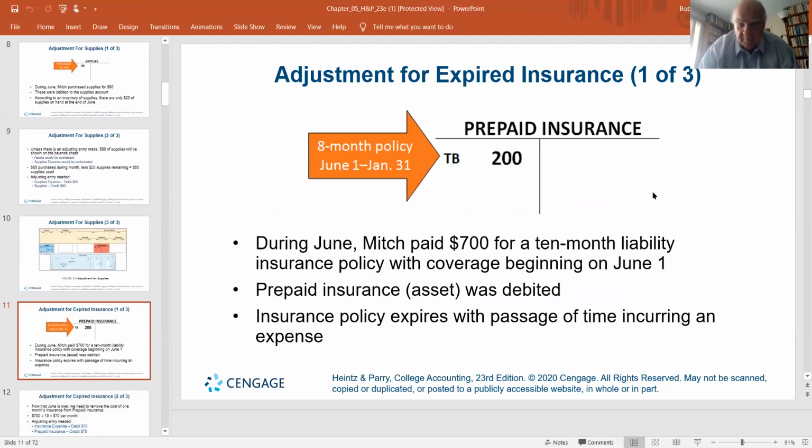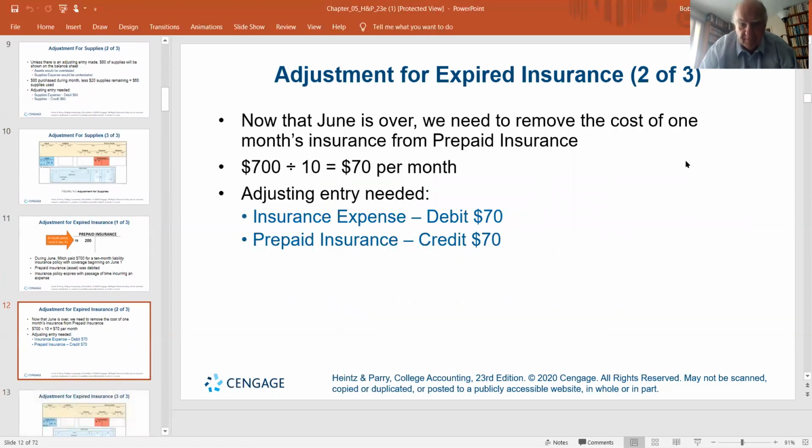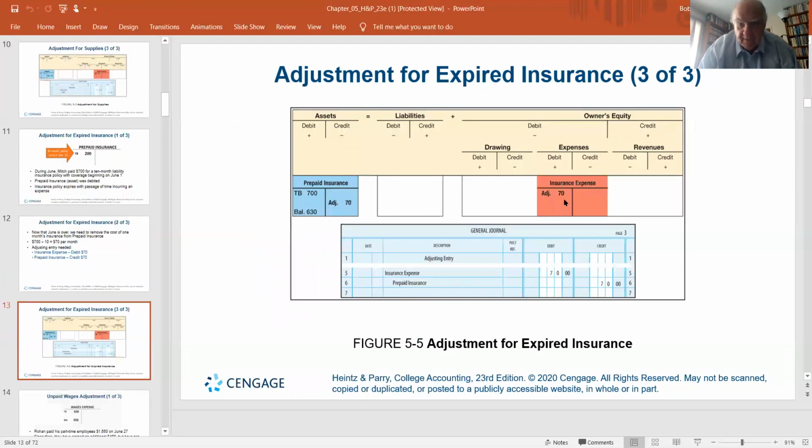Expired insurance. Mitch paid $700 for a 10-month policy. So that's $70 a month. The asset is sitting in prepaid insurance. Adjusting entry, you debit the expense, $70, and now you don't have 700 anymore of that asset. You reduced it by 70, getting you down to 630.